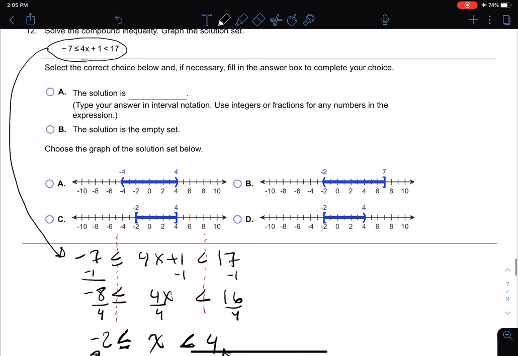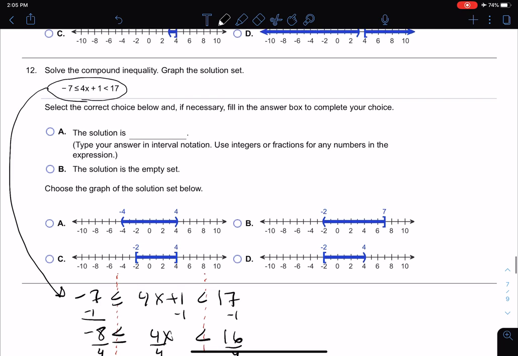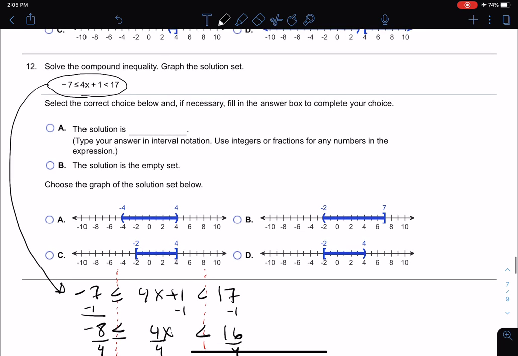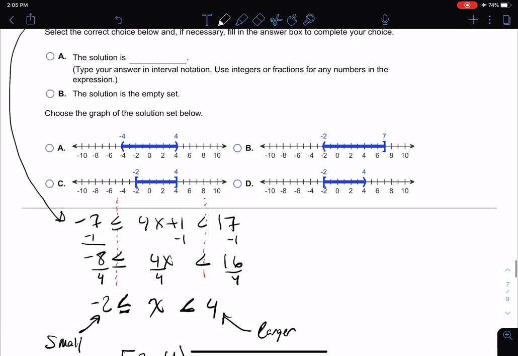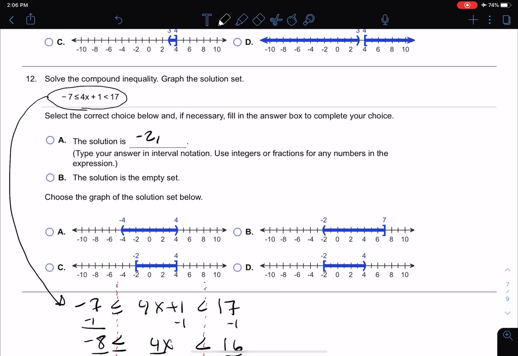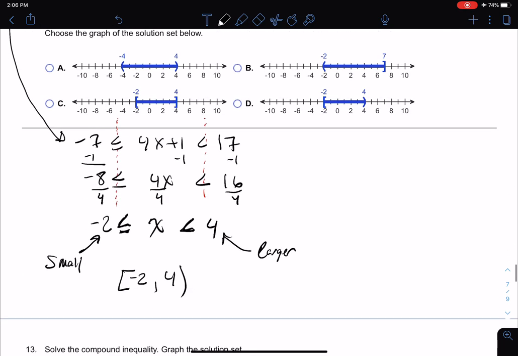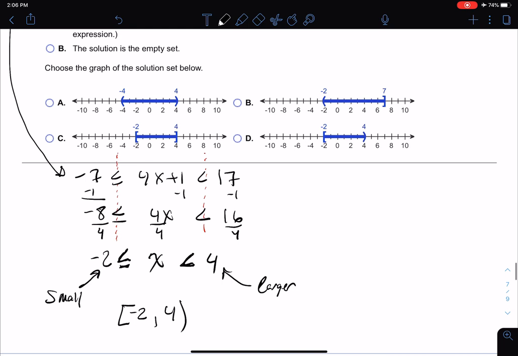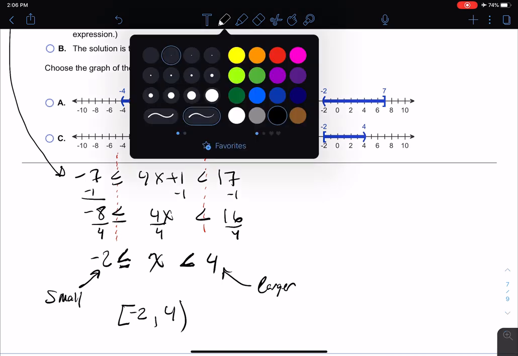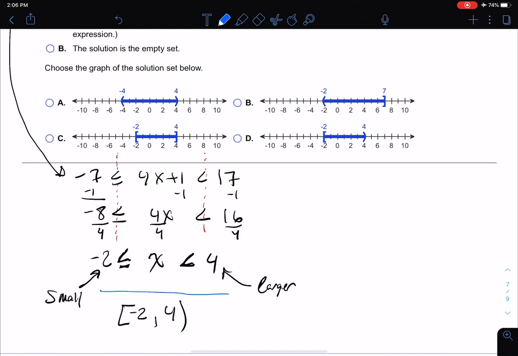Let's go up here and fill in the answer. The solution in interval notation, which we said is negative 2 to 4, closed at negative 2, and open at 4. And I also graphed it already. No, I didn't graph it. But you can kind of see the graph in your mind's eye right there, because of the way interval notation works so nicely.